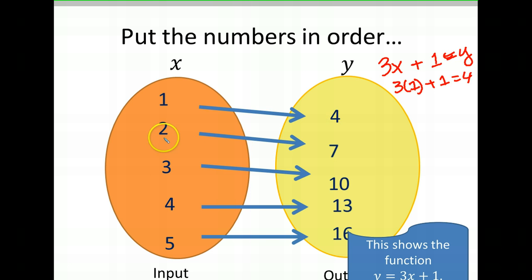Same thing to the next x. We do 3 times 2 plus 1, and we get 7. Please keep in mind the order of operations when we deal with functions that have more than one step. And so on. We just plug the x's into the equation, into the rule. This is the rule of the function. This is telling me what we do to the x's to get y.